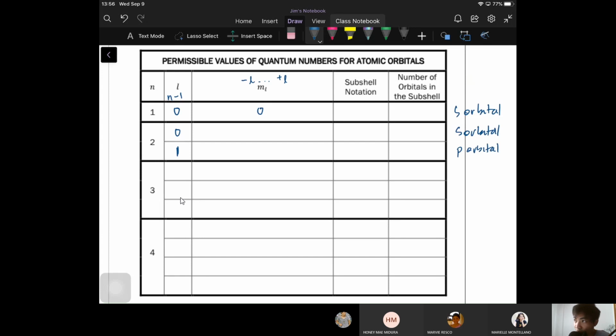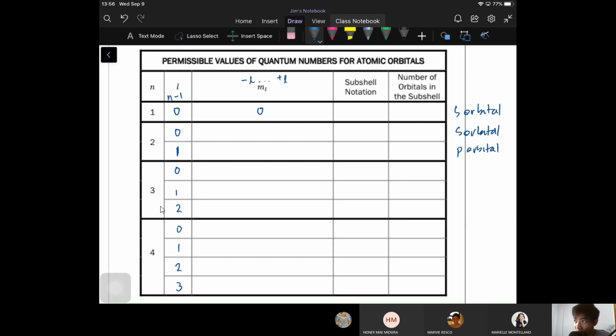Dito naman tayo sa energy level 3. So, sa energy level 3, again, hindi pwede yung L equals 3. Ano lang yung pwede? Less than 3. So, ano yan? Mga 0, 1, 2. So, bawal yung 3, no? For energy level 4, ano yung mga pwedeng value? Hindi pwede yung 4. Ang pwede lang ay 0, 1, 2, 3.